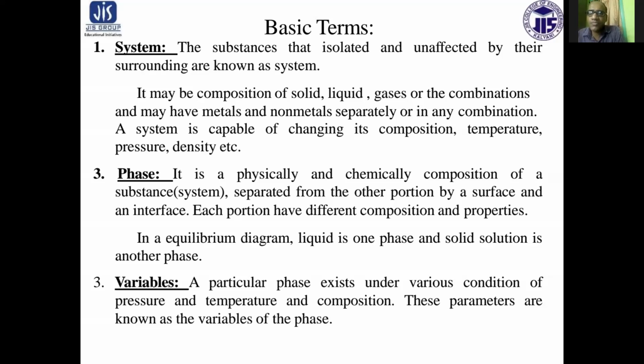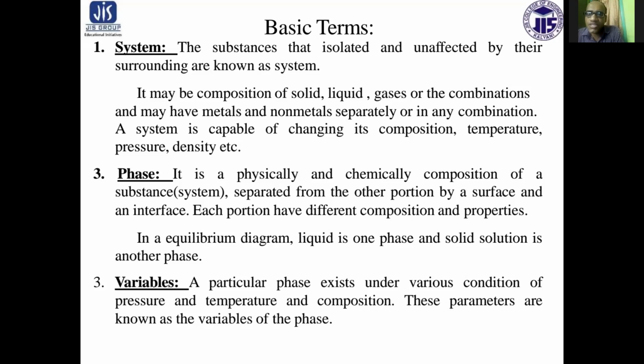Now the second term is phase. A phase is a physically and chemically homogeneous portion of a substance or system separated from the other portion by a surface or an interface. Each portion has different composition and properties. In an equilibrium diagram, liquid is one phase and solid solution is another phase.